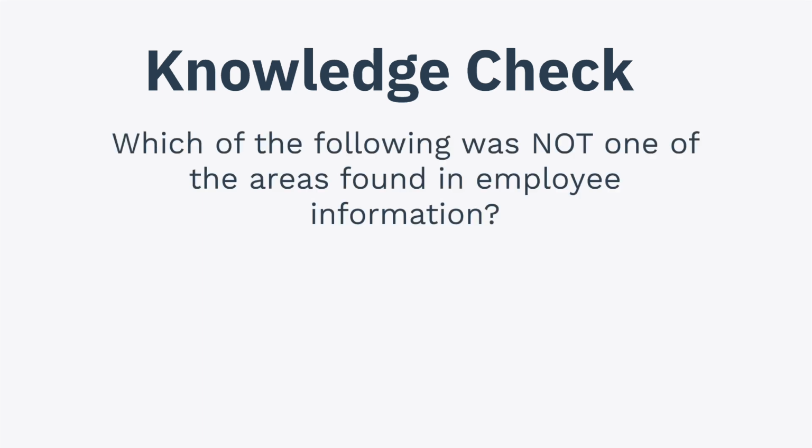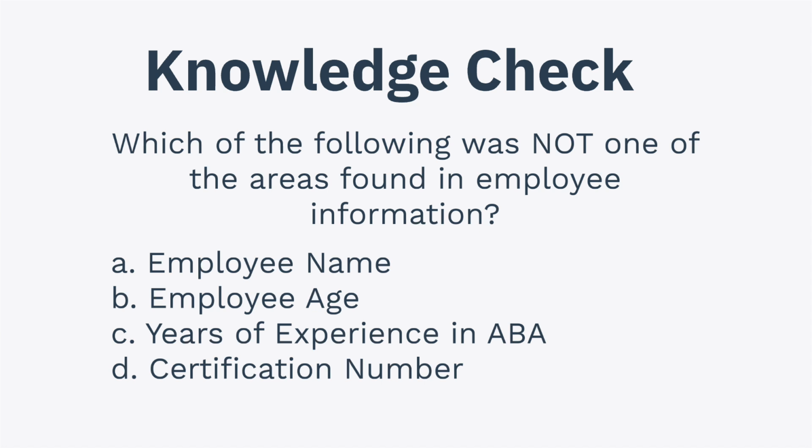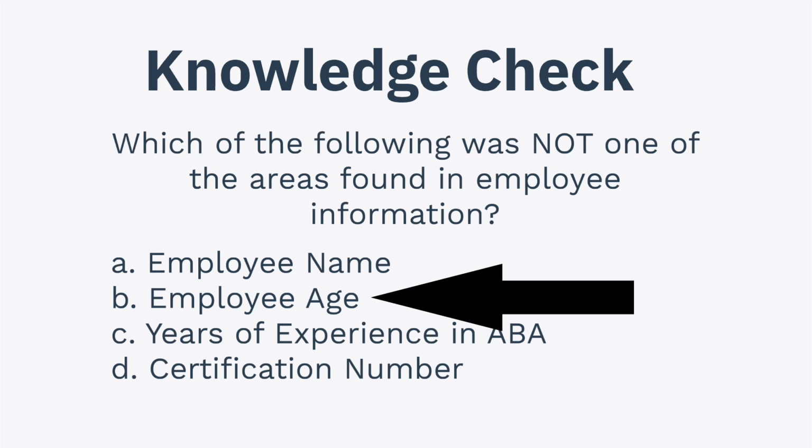All right, let's do a quick knowledge check. Which of the following was not one of the areas found in employee information? Either employee name, age, years of experience in ABA, or certification number. If you said age, that's correct. It is not important to note the employee's age when developing their staff profile, as that's not relevant to how you'll be supervising them in the future.